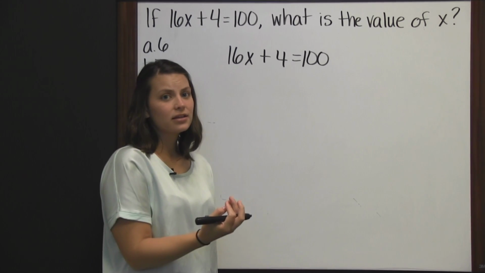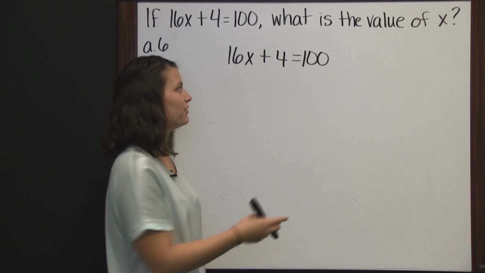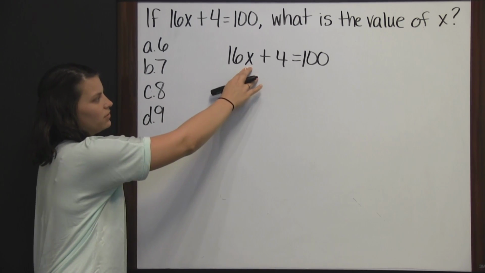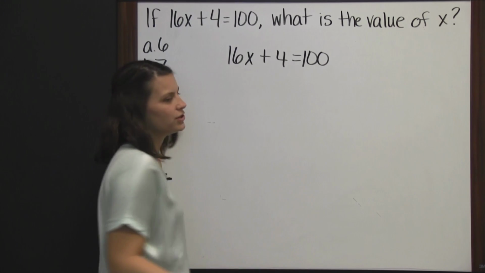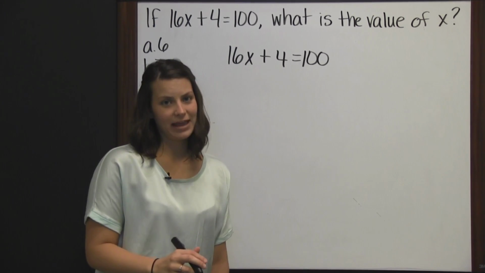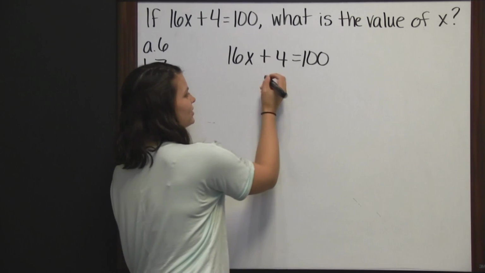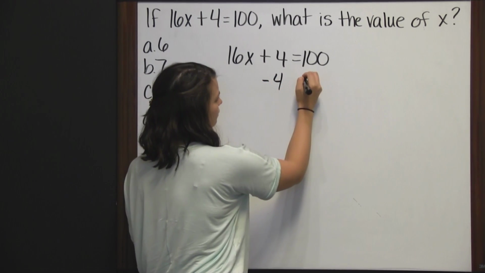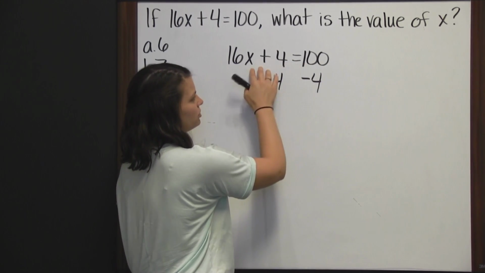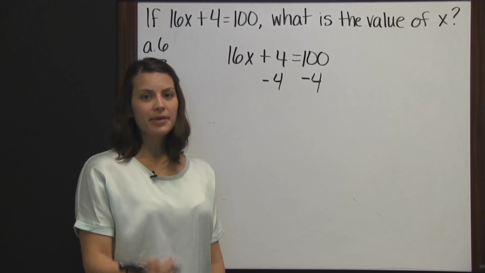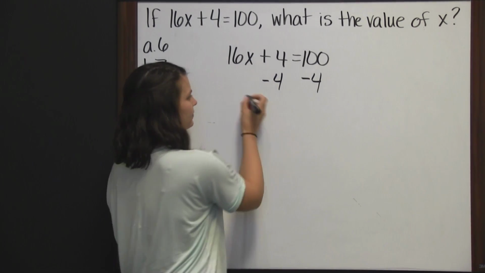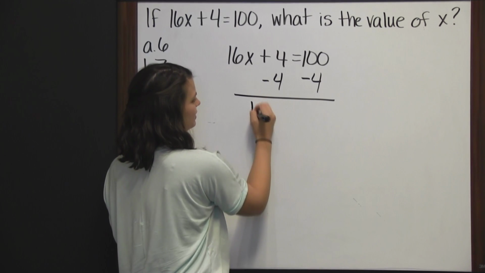We could guess a bunch of numbers until we found the right answer, or we could take these 4 answers and plug them in until we found the number that would make this equation true. But we have an algebraic way to do it. And that is to start by subtracting 4 from both sides. Because since these two sides are equal to each other, to keep them equal, we have to do the same thing to both sides.